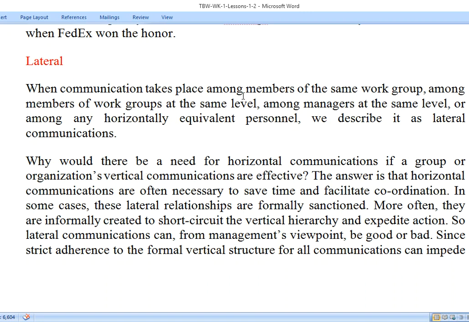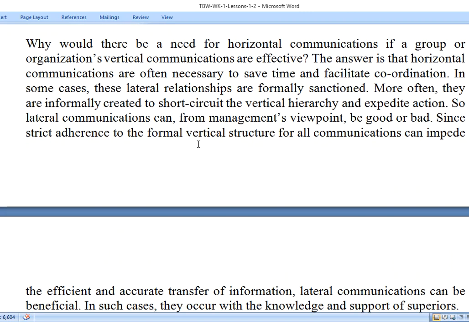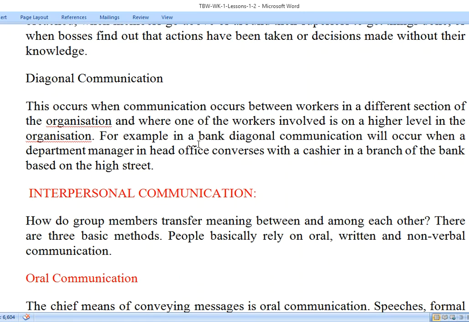Next is lateral communication. This is when communication takes place among members of the same work group, among the members of groups at the same level. Lateral means horizontal communication, where there is no boss, and both people are at the same level. Here it is called discussions, negotiations, policy discussions, and the manner of the people is normally friendly. You have seen that the lower employees have their own group, whereas the top authority have their own group. There are always grudges between management and the operation.